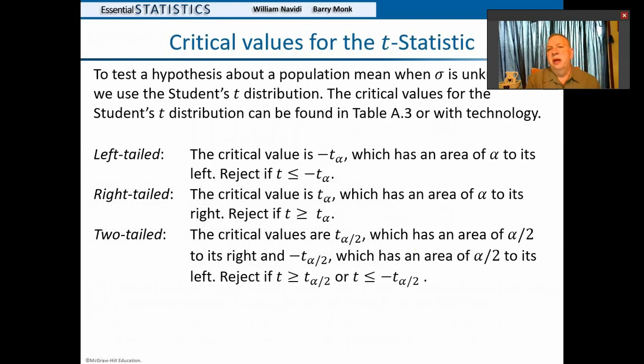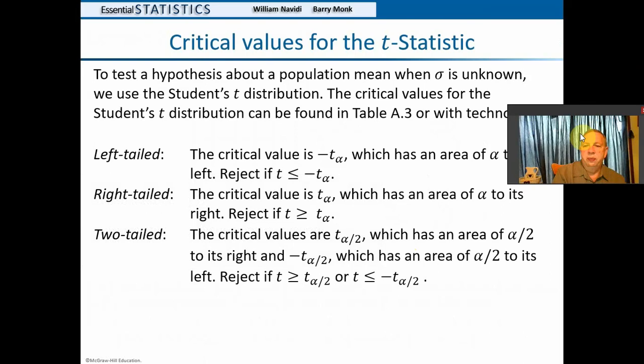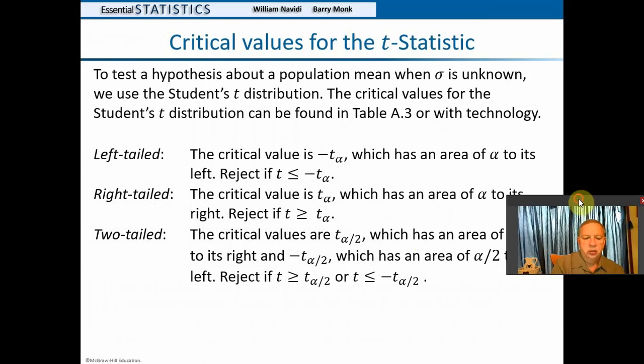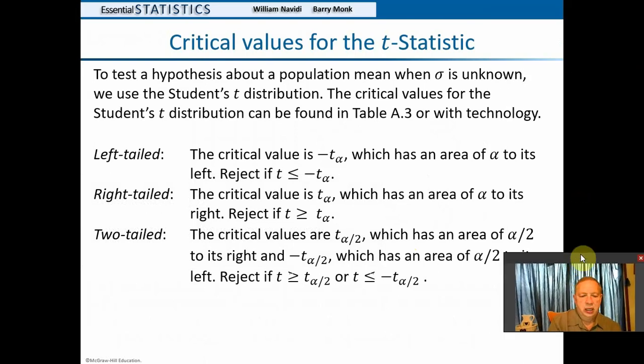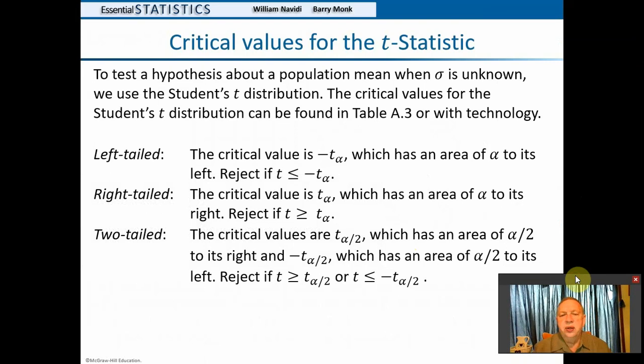The critical value method, remember, we would draw the curve and calculate the critical values based upon the alpha level. Left-tailed, I would use a negative t alpha, the inverse value for the t statistic. If I'm right-tailed, the critical value of t alpha is the positive value. If I'm two-tailed, I divide alpha by 2 and calculate the critical value for both the left tail and the right tail.